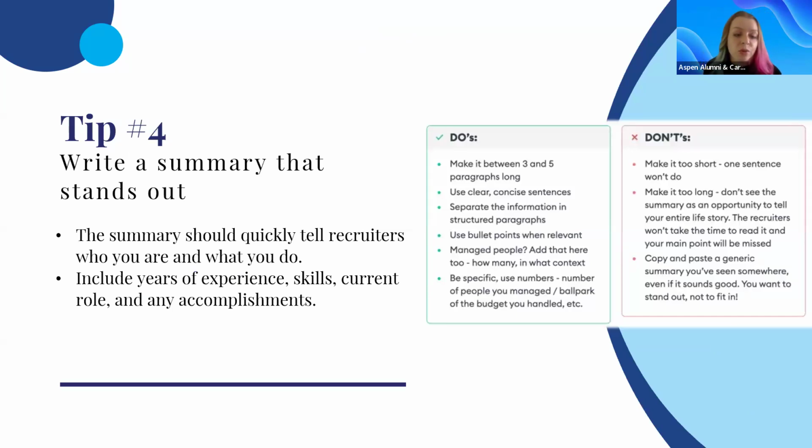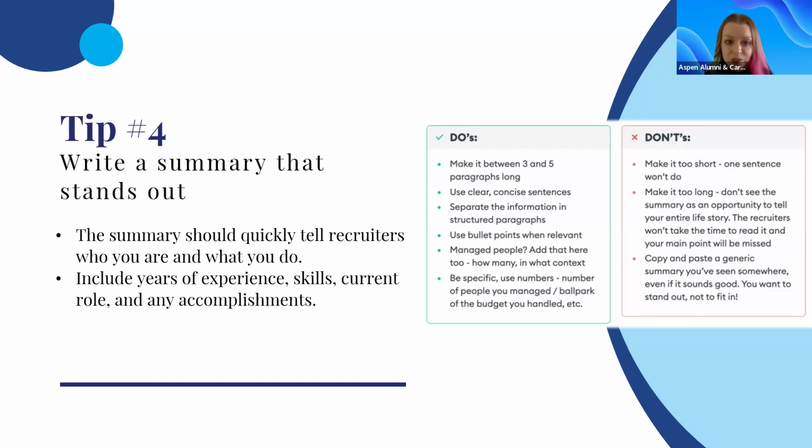Tip number 4 is to write a summary that stands out. Your LinkedIn summary is the first thing a recruiter reads after the headline, so it's important to get it right. A good LinkedIn summary section includes your years of experience in your current field, a list of your most relevant skills. This is usually going to be the hard skills, so the tools you've used, programming frameworks, things like that. Your current job title, what you've excelled at, any relevant accomplishments, and what you're passionate about, what kind of role you're looking for if you're openly looking for a new job.